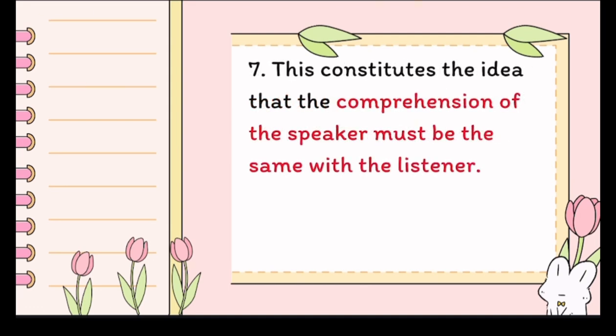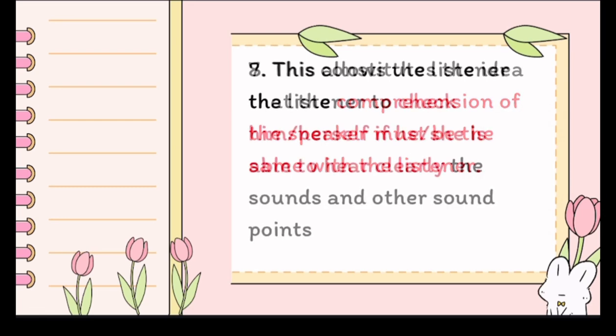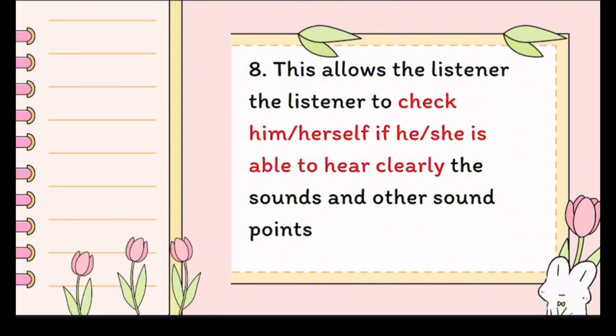7. This constitutes the idea that the comprehension of the speaker must be the same with the listener. Number 8. This allows the listener to check him or herself if he or she is able to hear clearly the sounds and other sound points.